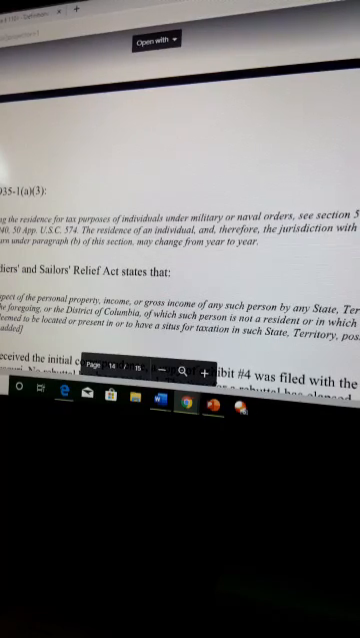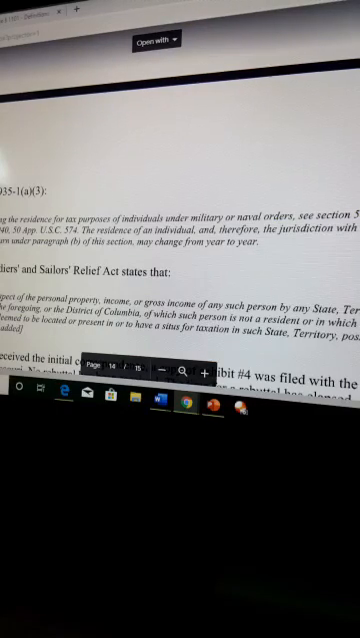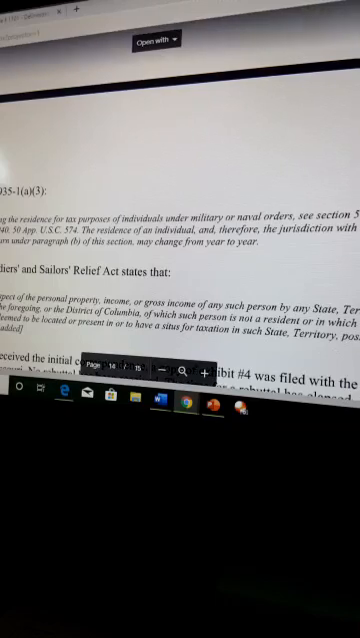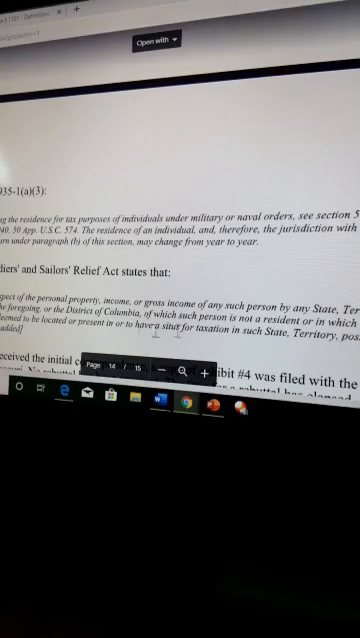Section 571 of the Soldiers and Sailors Relief Act states that for the purposes of taxation in respect of the personal property, income, or gross income of any such person by any state, territory, possession, or political subdivision of any of the foregoing, or the District of Columbia of which such person is a non-resident or in which he is not domiciled, personal property shall not be deemed to be located or present in order to have a situs for taxation in such state, territory, possession, or political subdivision or district. Emphasis added.